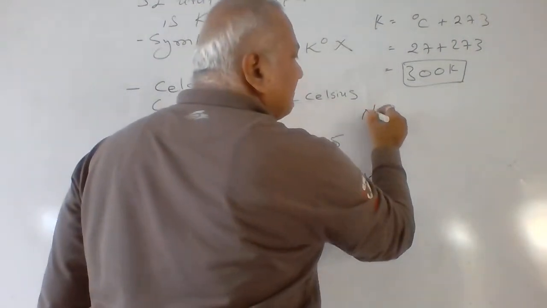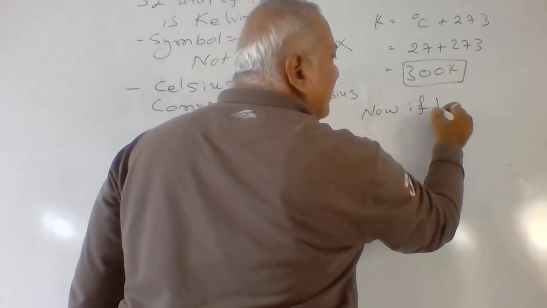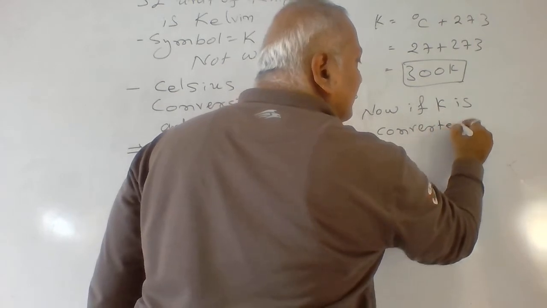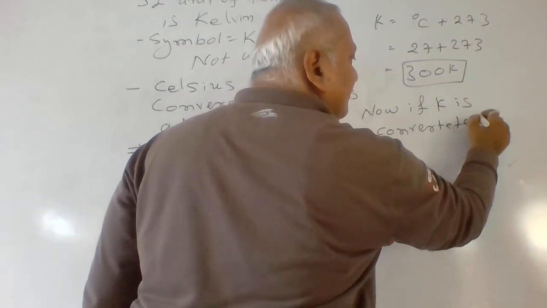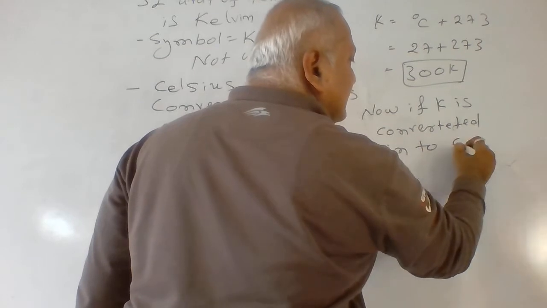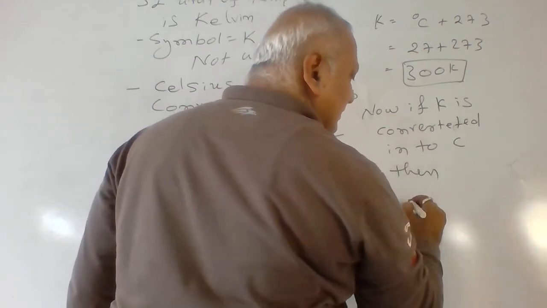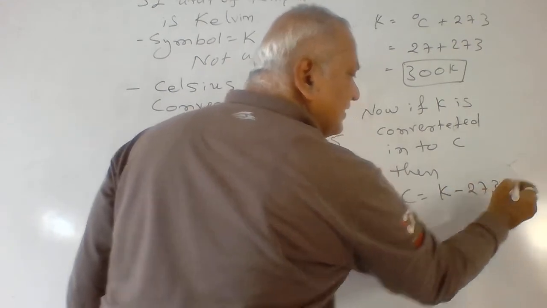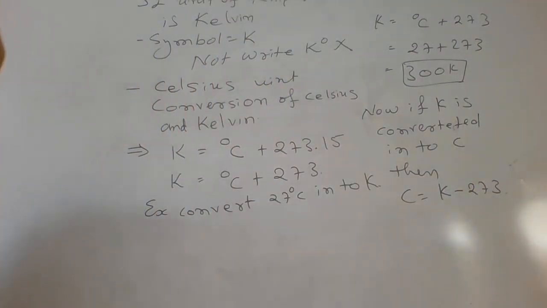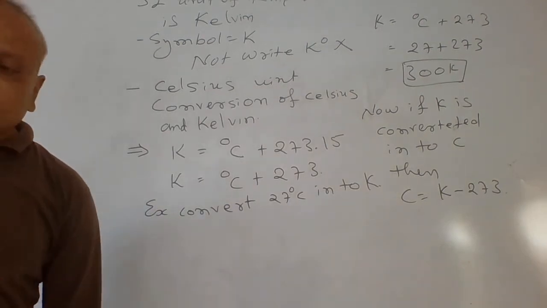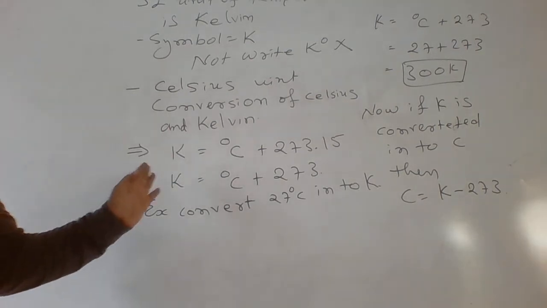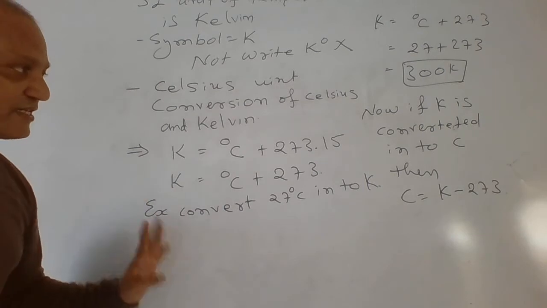Now, if Kelvin is converted into Celsius, then Celsius is equal to Kelvin minus 273. So friends, I hope you understand this conversion from Celsius to Kelvin and Kelvin to Celsius.